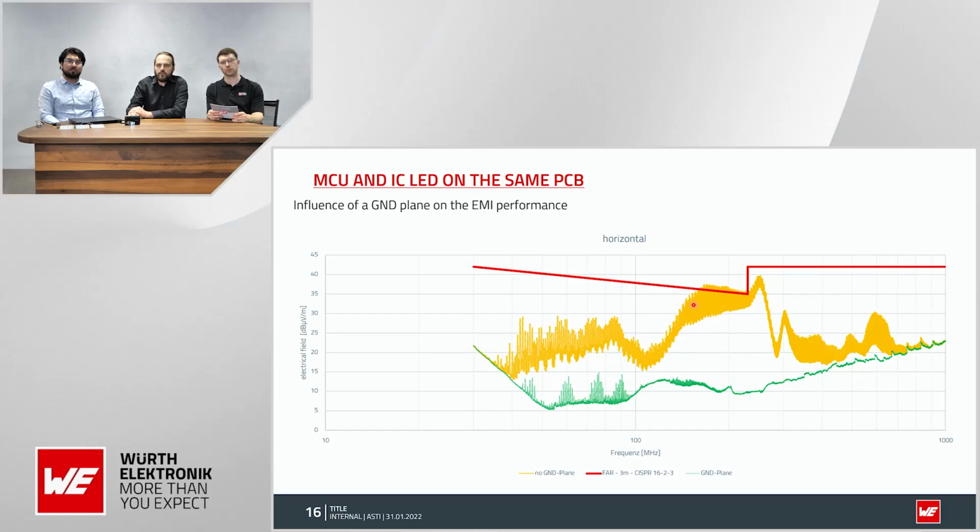Now when we start to reduce the layers in the PCB and we don't have the ground layer left, then we get the yellow curve. Due to these ground loops that we will create on this SPI bus system, we will get a lot of emissions. And so this is the first thing we can learn here. We need to take care that we have a ground plane on the PCB when we're using the IC LEDs with an MCU.